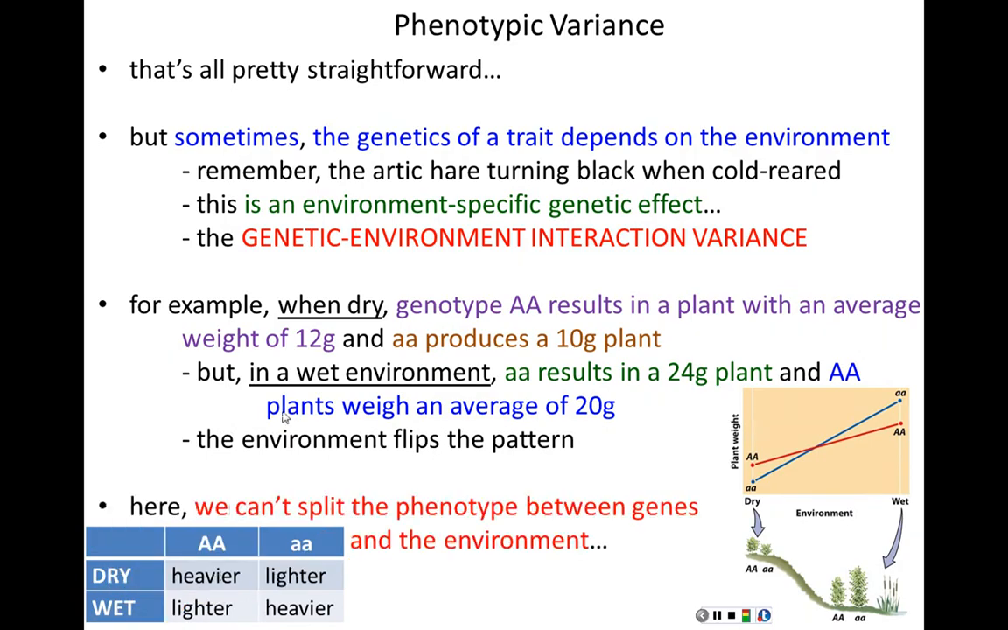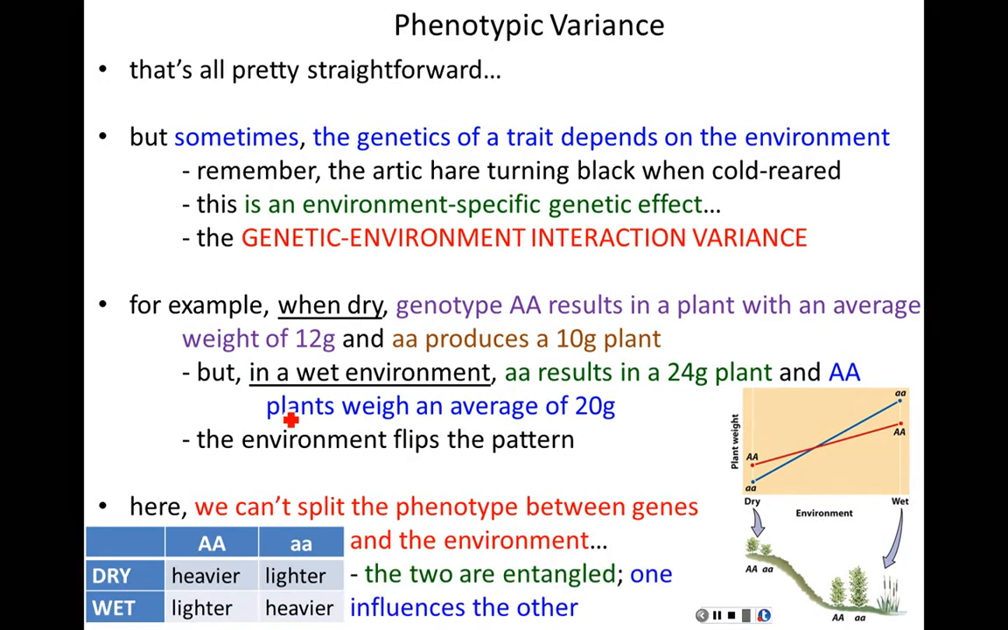So we can't split the phenotypic variance between the genes and the environment. We can't say the variance in the phenotype is due this much to the genes and this much to the environment, and they're completely independent, because they're not independent. The two are entangled. The environment influences the phenotype. The genetics influences the phenotype, but they must work together to do so. So that gets its own unique class of variance.